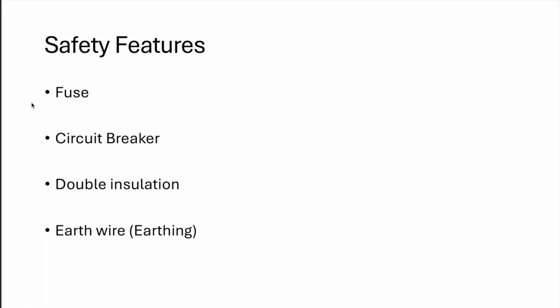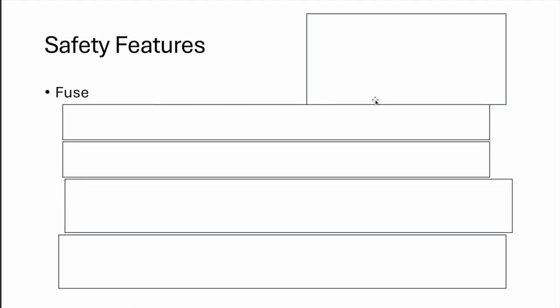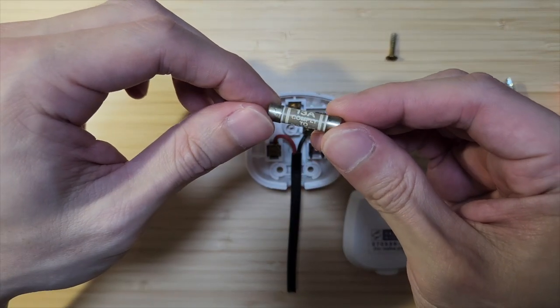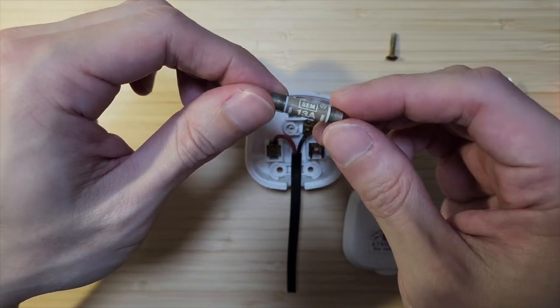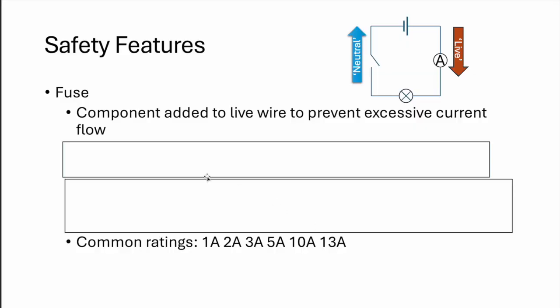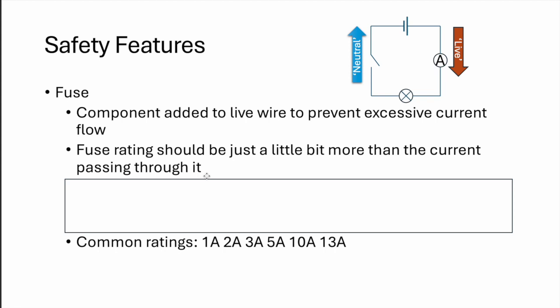So to combat all of this, there are some safety features that we will cover in this video: fuses, circuit breakers, double insulation, earthing. So firstly, you look at the fuse. It's a little component that looks like this. It has common ratings of 1, 2, 3, 5, 10, 13 amperes. What does it mean? It means that it only allows that stated amount of amperes to pass through it.